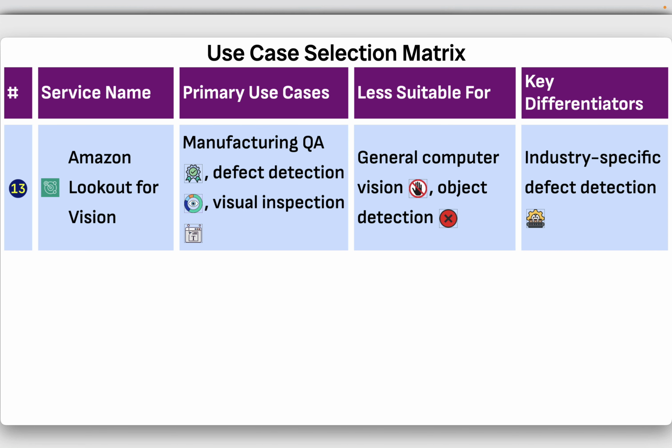Next service is Amazon Lookout for Vision. Primary use cases are manufacturing quality assurance, defect detection, and visual inspection, but it is less suitable for general computer vision and object detection. Key differentiators are industry-specific defect detection.